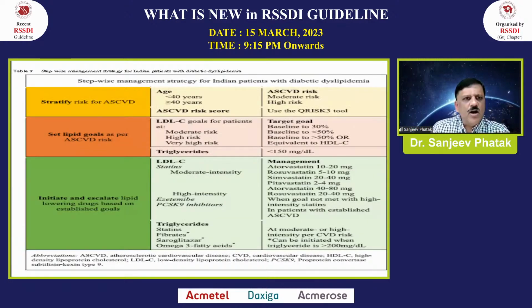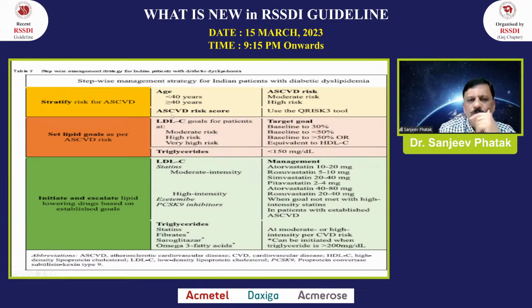So finally, coming on to the stepwise management of Indian patients with dyslipidemia. First, stratify the risk for ASCVD. If age is less than 40, and if the ASCVD risk is moderate, you may need moderate intensity statin, or even sometimes without statin also, one can do. But if the age is more than 40, you will need a very good statin. If the person is high risk, you will need a high intensity statin.